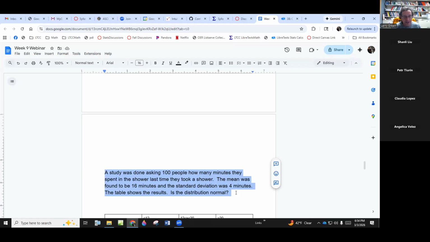Yeah, it's goodness of fit, because what we're doing is we have the distribution of shower time that we don't know, and we want to compare it to the normal distribution. We do know what the normal distribution is, the bell curve. We know exactly what it looks like. Okay, so this is going to be a goodness of fit test.